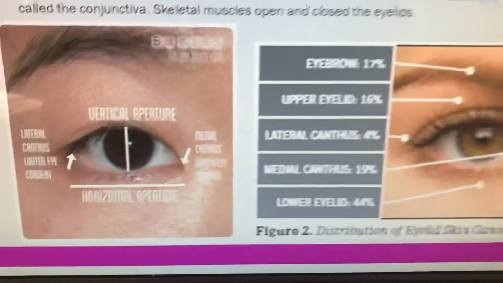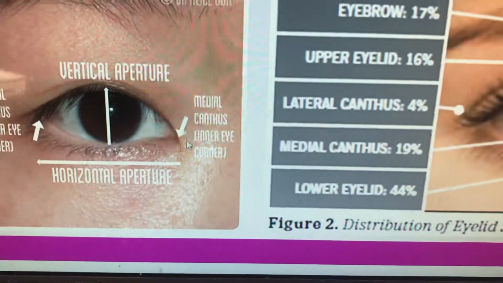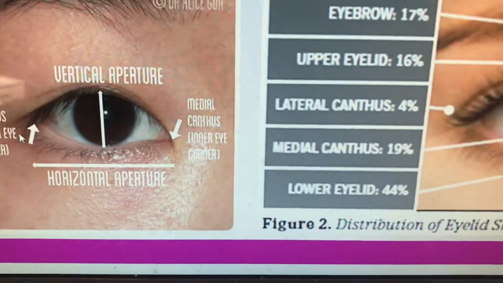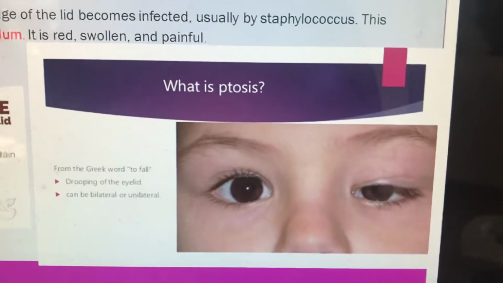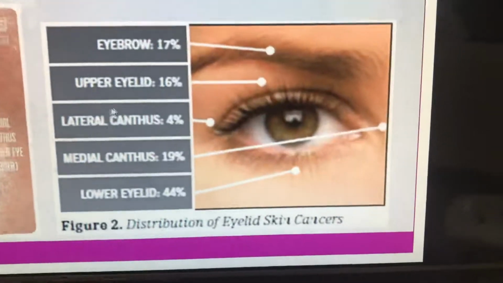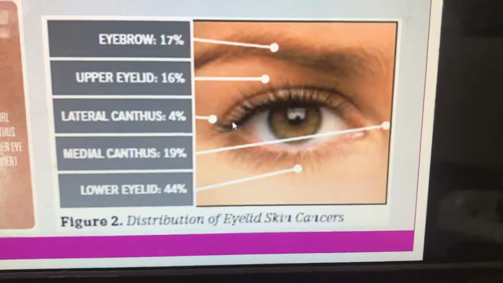So I'll zoom in so you can get a picture there. You see here is your inner canthus, and you have the outer canthus here. Here's another picture of the same thing. Whoops, let's go back. So you have your inner and your outer.